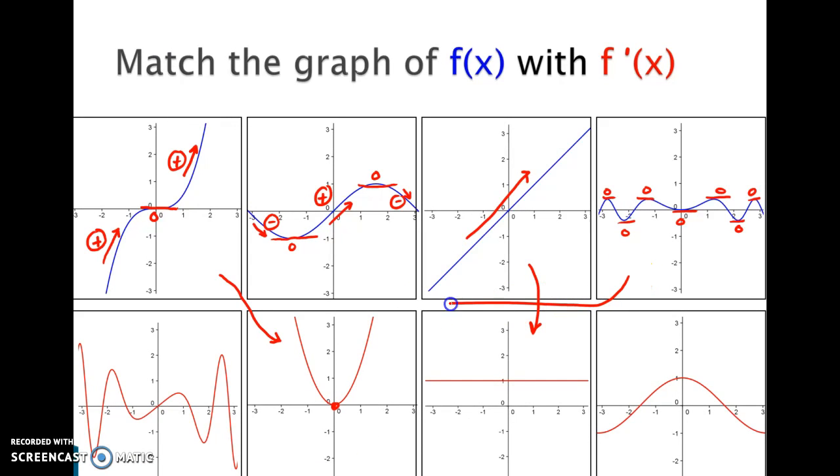This graph has a lot of zeros, and also the increasing, decreasing behavior matches the above the x-axis, below the x-axis behavior of that graph. This graph happens to be a graph of the sine function, and the derivative of that is the cosine function. That's something that we'll come back to later, but that's the matching for those.